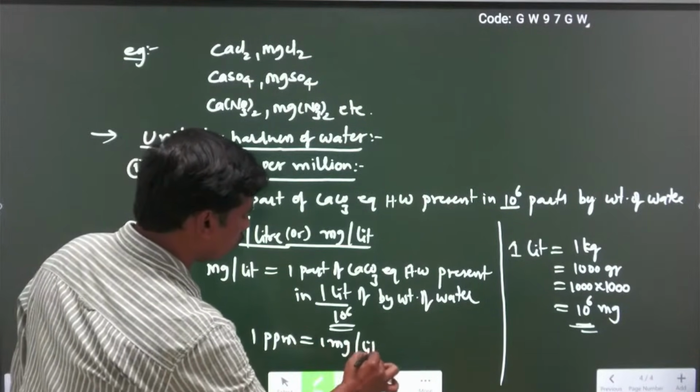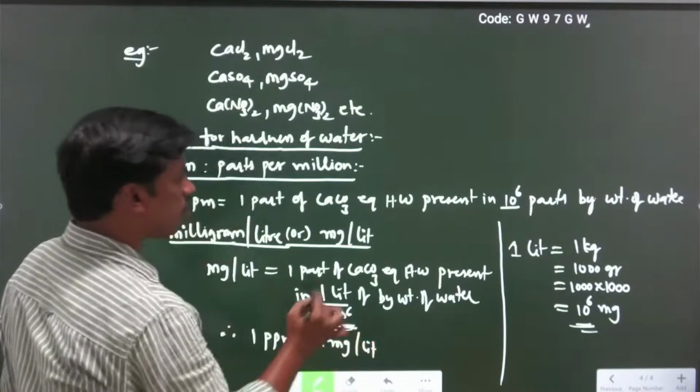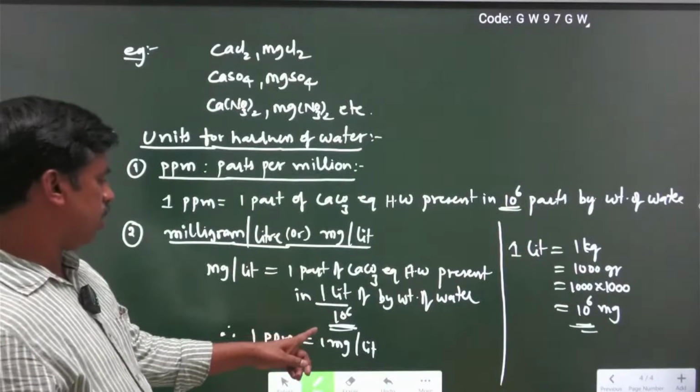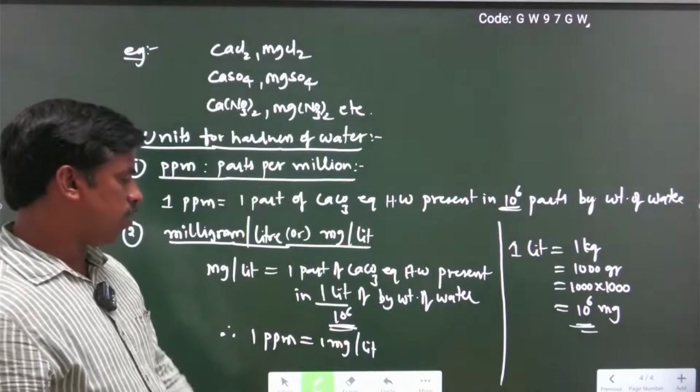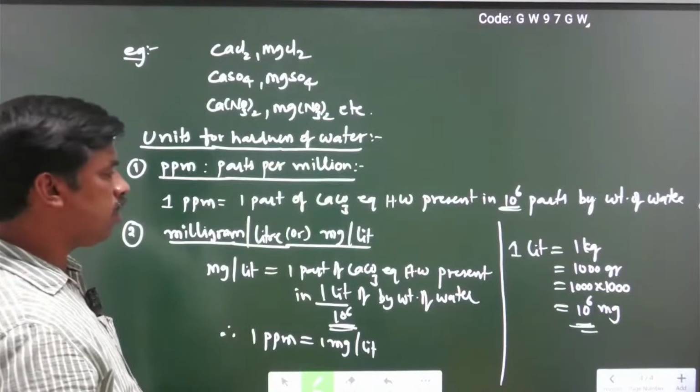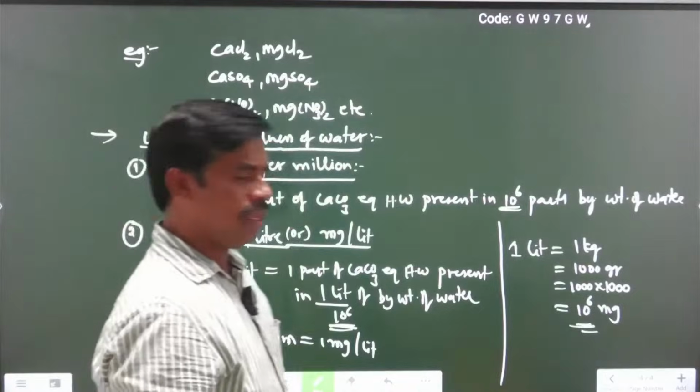Why? Because both are 10 to the power of 6, so the units are exactly equal. 1 ppm is equal to 1 milligram per liter. These two units are exactly equal.